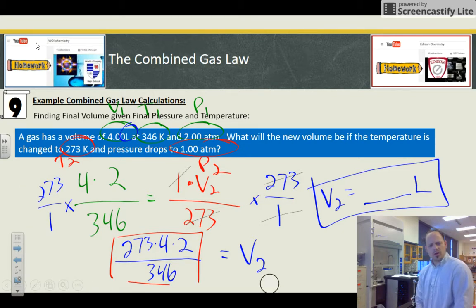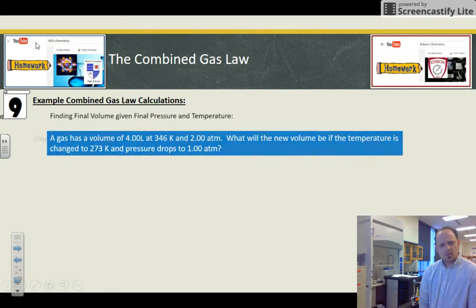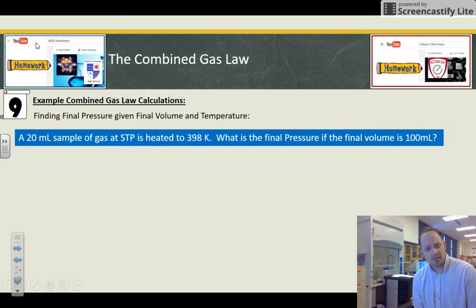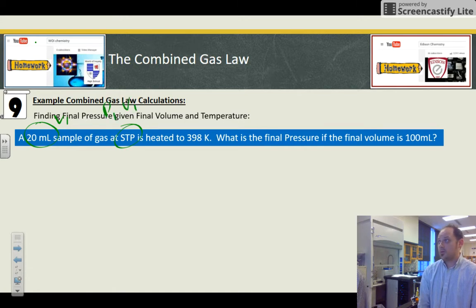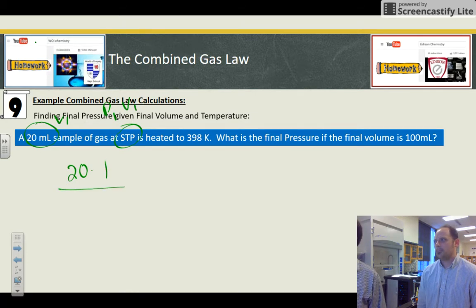So I think we have one more example to show. Final pressure given final volume and temperature. Again, identify your variables. There's V1, volume 1, and then STP, so that is going to be my P1. P1 is pressure 1, let's use 1 atmosphere. So V1 is 20, and then we're talking 1 atmosphere over 273 Kelvin. That's standard temperature and pressure right there.